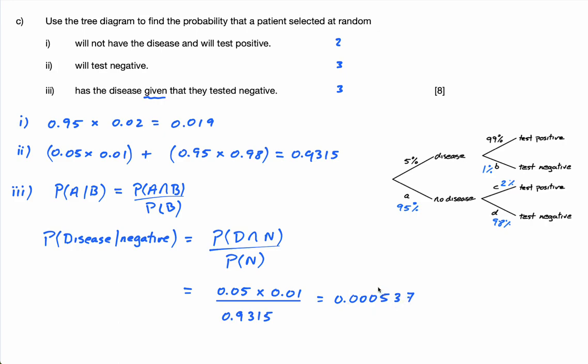0.000537. Now that's a tiny number, but you'd expect it to be small, because if you test negative, you probably don't have the disease anyway. 95% of people don't have the disease, and if you don't, there's a high chance you will test negative. So the probability that you have the disease, given that it's negative, is very, very low. Okay, that is part C.